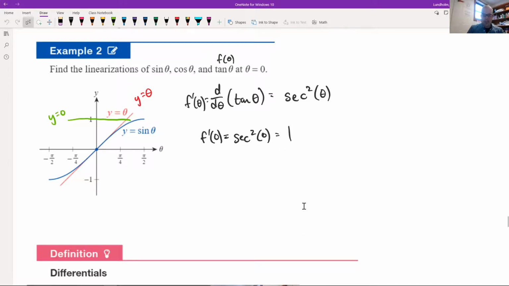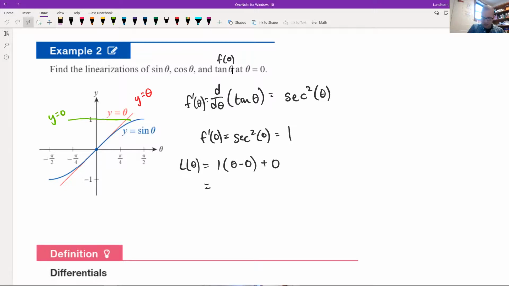So if we want to write out the linearization, and I guess it's in terms of theta now because theta is acting as our x-axis, we would have the slope 1 times theta minus our c value, which in this case is 0, plus the y value. So if we put in 0 for tangent, yeah, the tangent is 0.